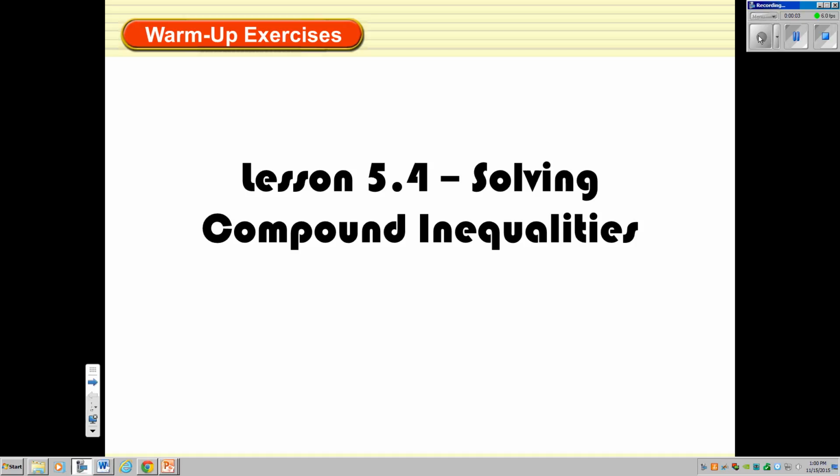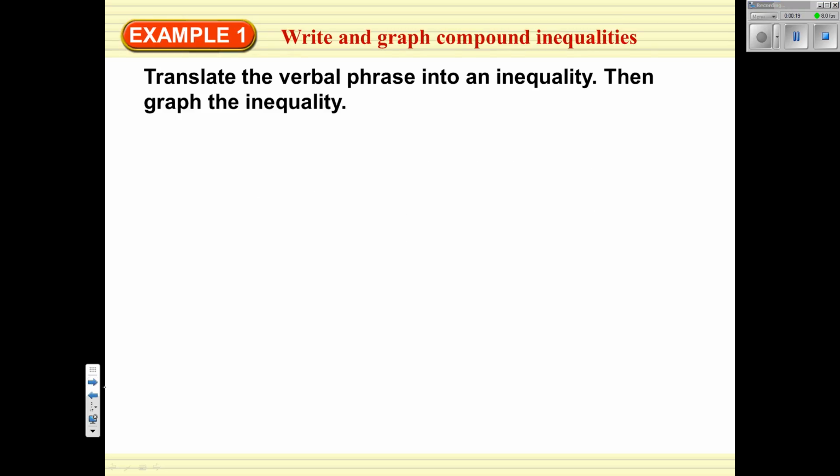Today we're going to discuss lesson 5.4, solving compound inequalities. So we're going to move from just single inequalities to compound inequalities, which means we're going to have more than one inequality and talk about how those are graphed. And I'm going to kind of show it. It's a little confusing, but once we break it down for you, it shouldn't be too bad.